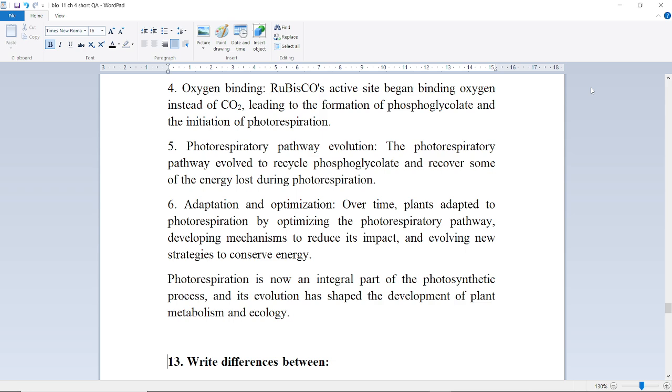Adaptation and optimization. Over time, plants adapted to photorespiration by optimizing the photorespiratory pathway, developing mechanisms to reduce its impact, and evolving new strategies to conserve energy. Photorespiration is now an integral part of the photosynthetic process, and this evolution has shaped the development of plant metabolism and ecology.